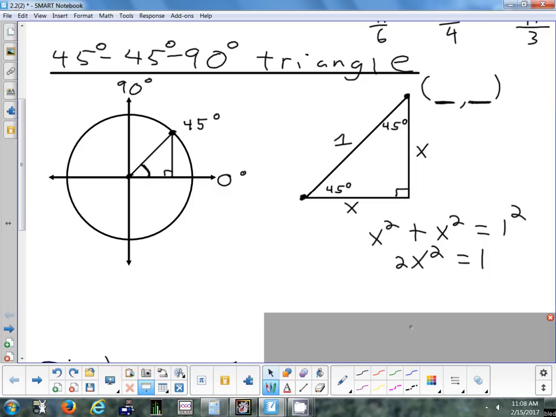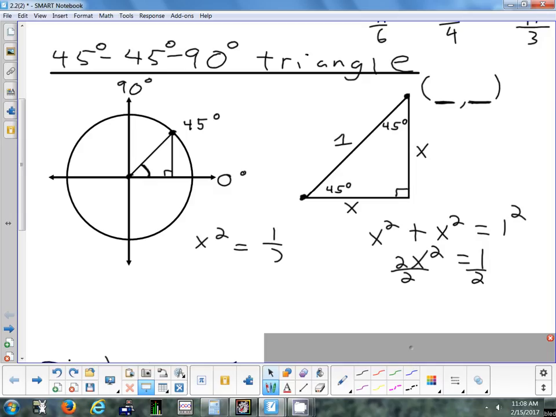Okay. David, what would be my next step to get x by itself? Yep, we're going to divide by 2. Divide by 2. Just going to go over here. So x squared is a half. So how would I get x? Yep, Devin. Take the square root. Yep, take the square root.